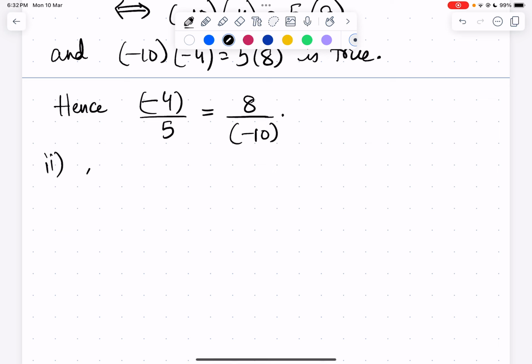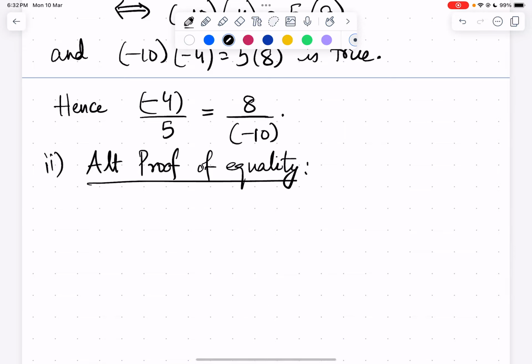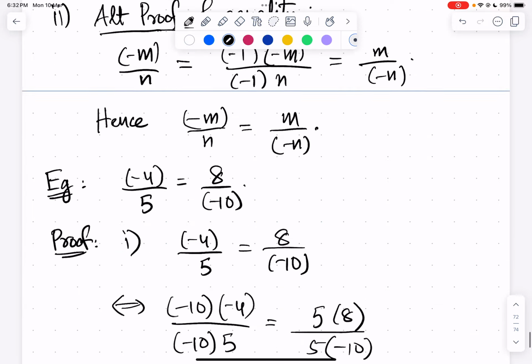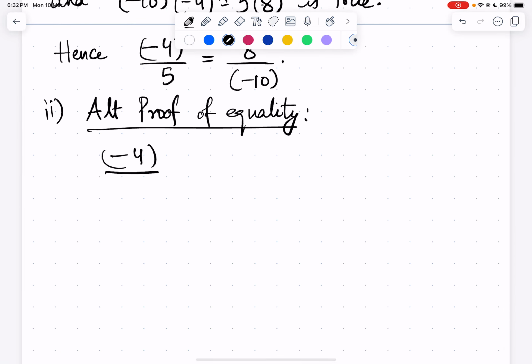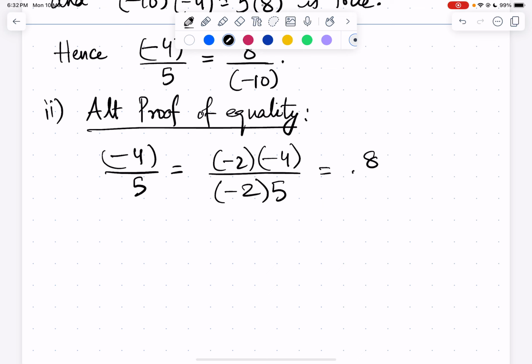So we also have an alternate proof of equality. Minus 4 by 5 equals, by the cancellation law, minus 2 times minus 4 by minus 2 times 5, which equals 8 by minus 10. Hence minus 4 by 5 equals 8 by minus 10.